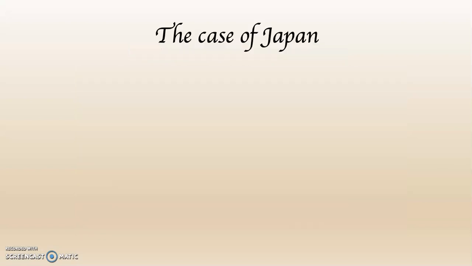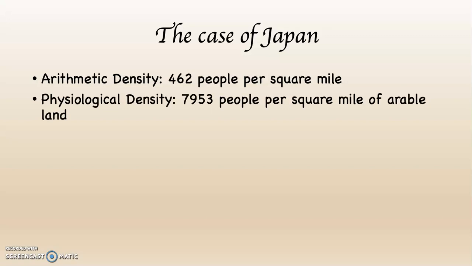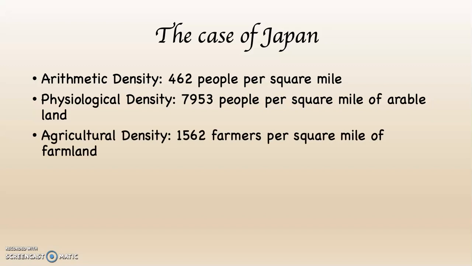Let's take a look quickly at the case of Japan. The arithmetic density of Japan is 462 people per square mile. The physiological density, wow, 7,953 people per square mile of arable land. That's how many people per square mile of arable land must be supported with that land. And the agricultural density is 1,562 farmers per square mile of arable land, farmland. So that's a lot of farmers.